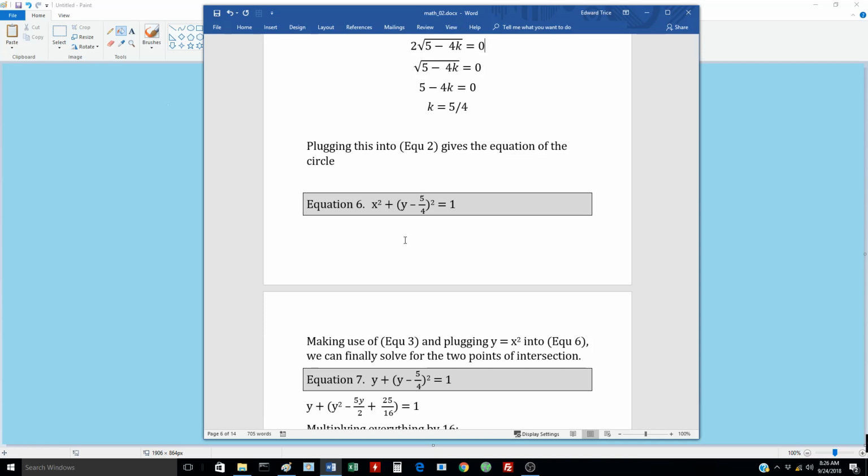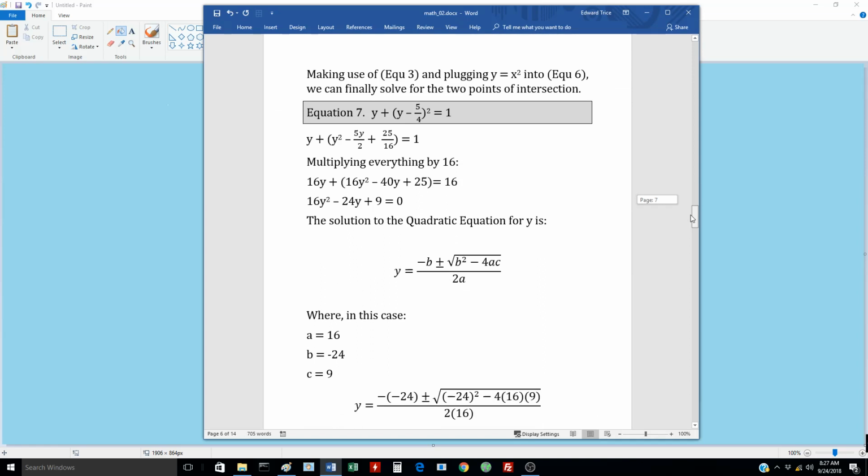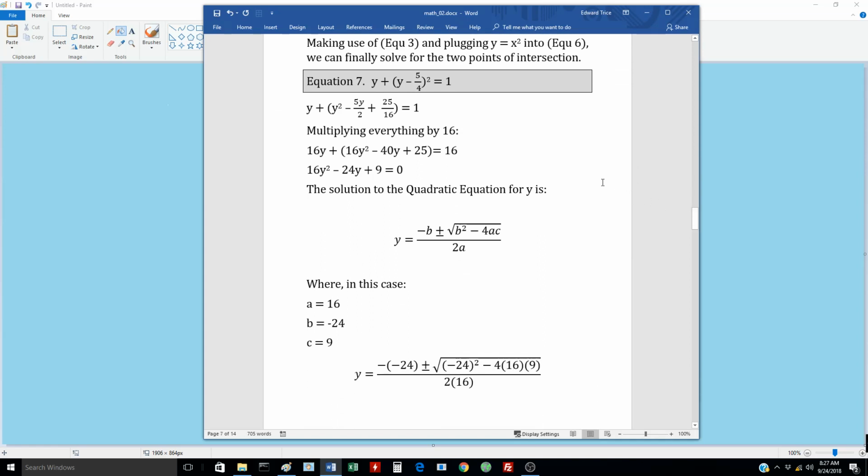Now, again, the next step is making use of the fact that the parabola y equals x squared is going to match the points on the circle where they intersect. So this x squared term in equation 6 is just going to be substituted with the letter y here, calling this equation 7. And when you expand that out, you see it's y plus y squared minus 5y over 2 plus 25 over 16 equals 1.